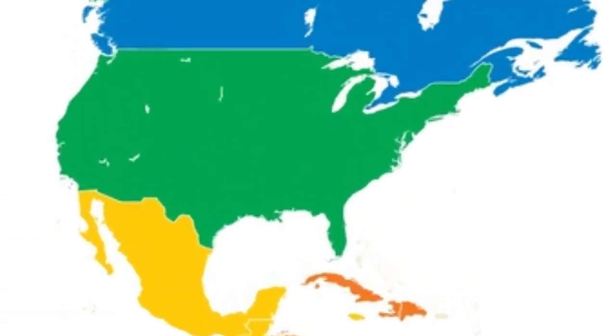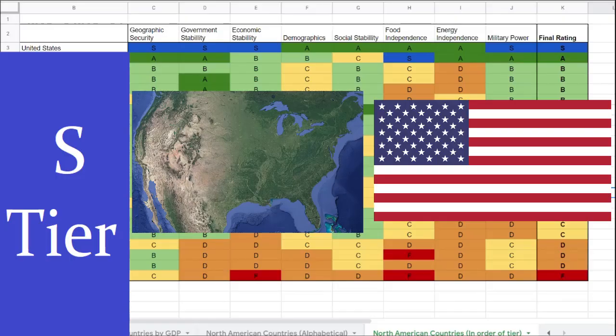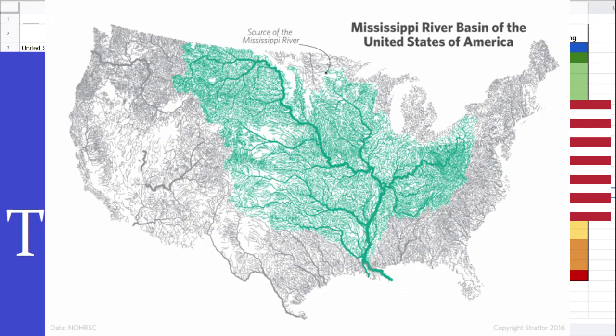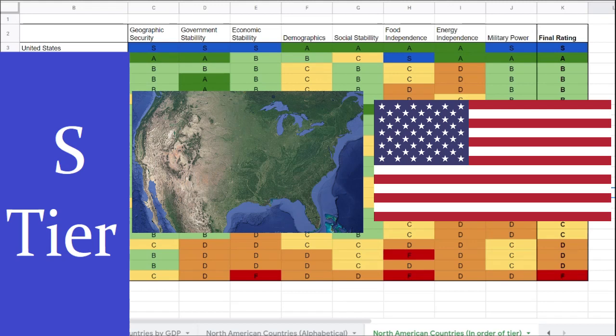Food independence. America is a food exporter. Pretty self-explanatory. That's the largest river system on the planet, and all of it is over fertile land. And, of course, that river system is the Mississippi River system.